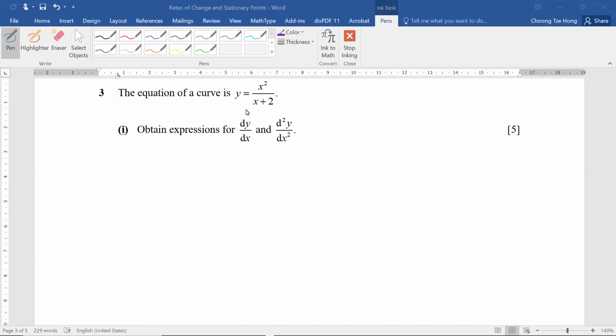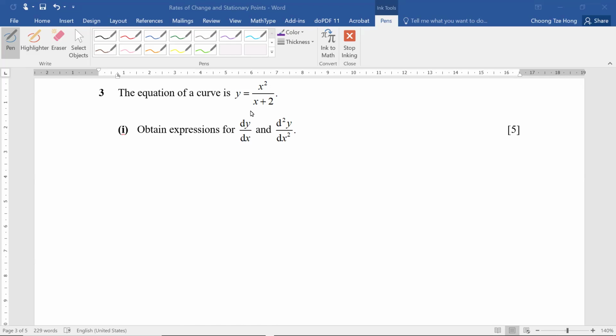Hi students, in this video I'll be going through the 2013 O-Level Additional Mathematics Paper 1 question 11. So this is a question regarding differentiation and stationary points. Okay, so let's read the question. The equation of a curve is y equals x squared over x plus 2.